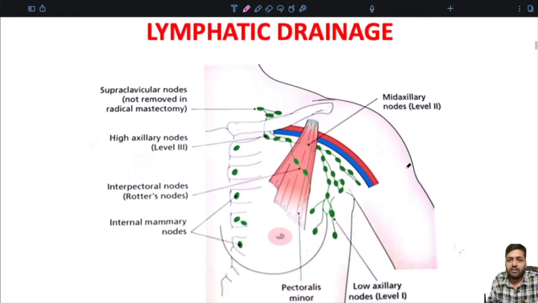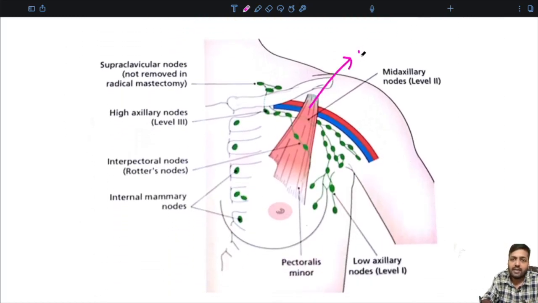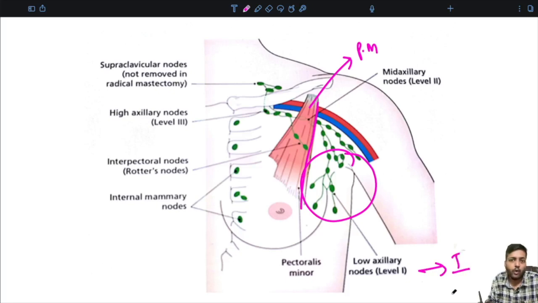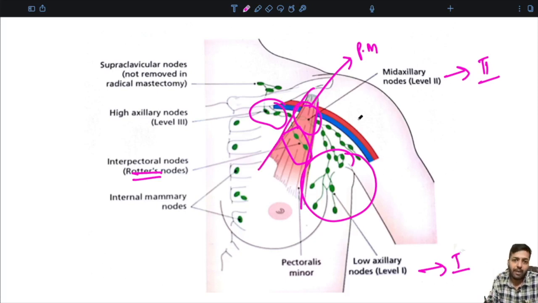Let me illustrate with the help of the diagram. Everyone can see this is the pectoralis minor muscle. This is the lateral border. Lateral to the lateral border, we have the level 1 axillary group of lymph nodes. Just beneath the pectoralis minor, along with the interpectoral Rotter's node, these two together constitute axillary lymph node level 2. Then we have certain lymph nodes lying along the medial border. Just medial to the medial border of the pectoralis minor, we have a group of lymph nodes constituting level 3 axillary lymph nodes.